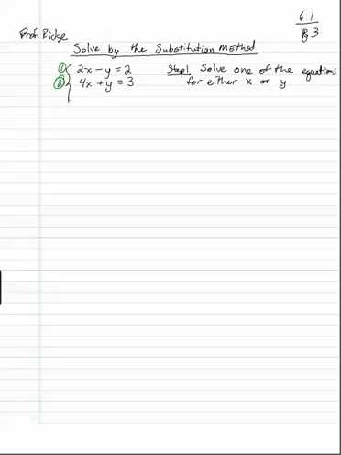So for step 1, I'm going to take equation 2 and I'm going to solve it for y. So I got 4x plus y equals 3. Subtract 4x. So you get minus 4x on the other side, plus 3. Okay, so that's step 1.